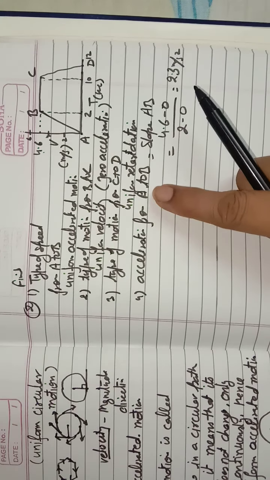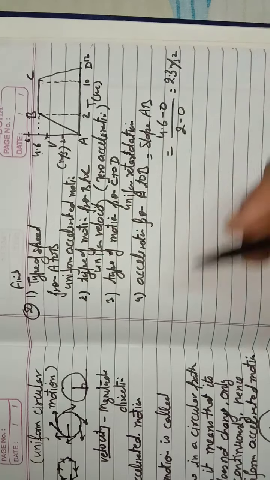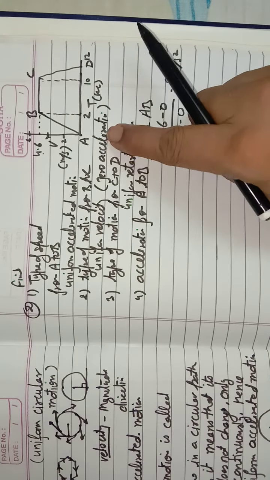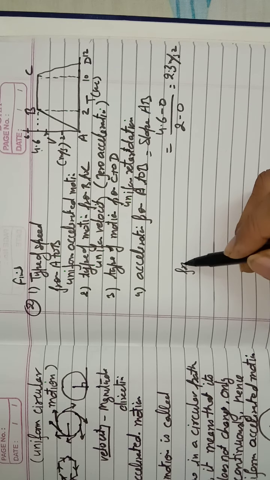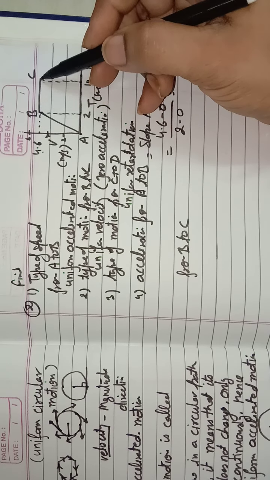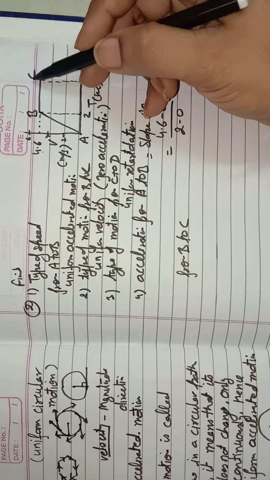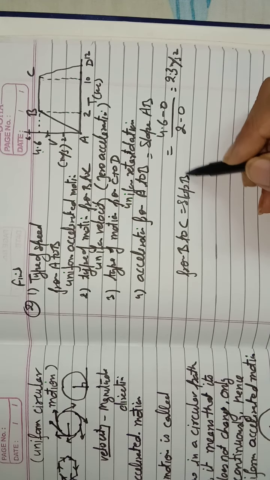This is the acceleration from A to B. Suppose you have to find the acceleration from B to C from the graph. We know that the acceleration is 0, but still, from B to C we have to find the slope. Since the slope is nothing, it means the perpendicular is 0. So we can say slope BC.